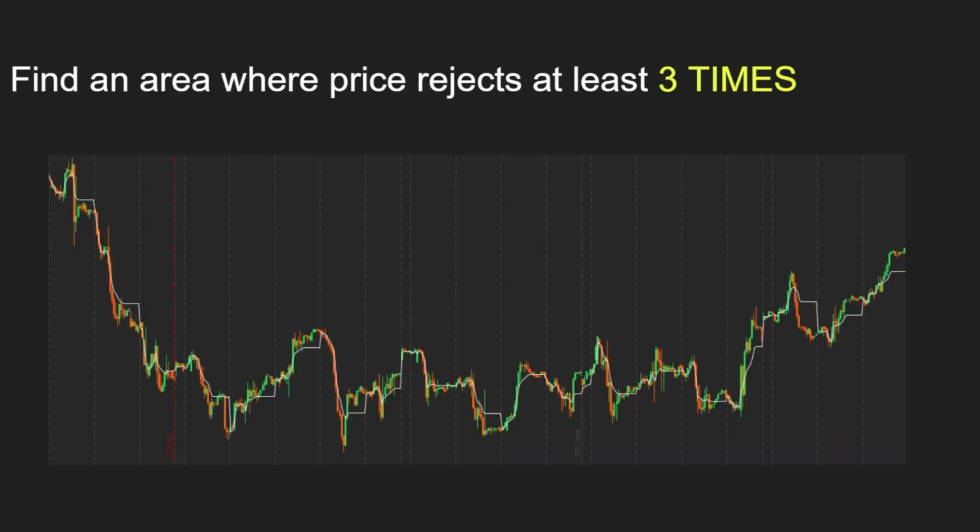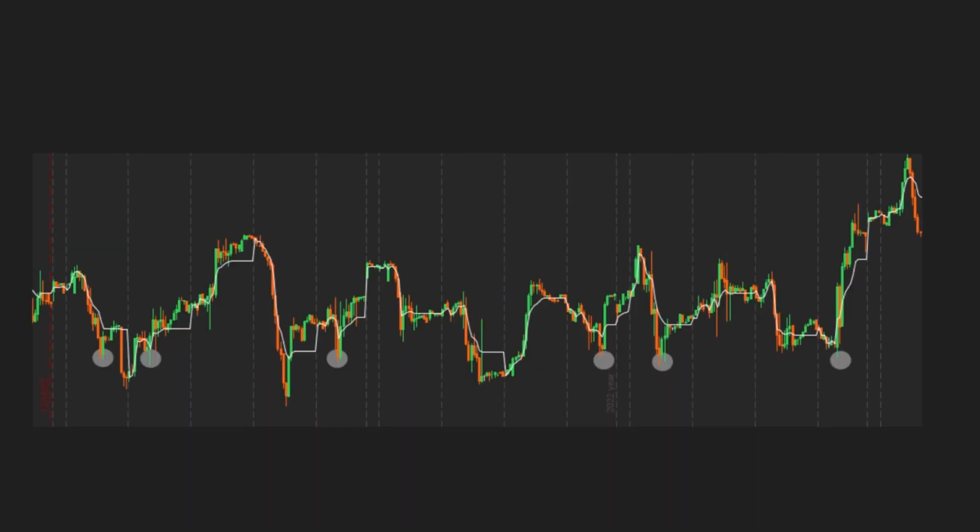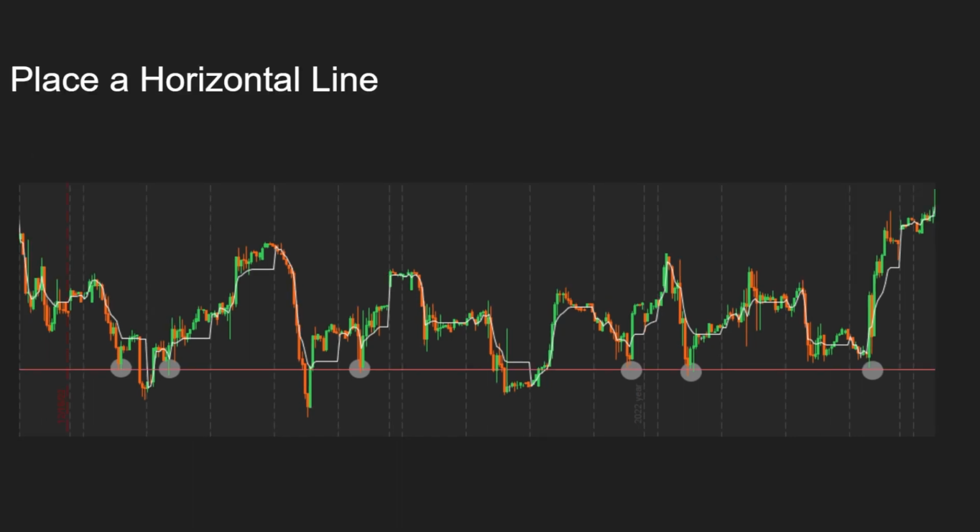How to chart key levels. Go on your charting software and look for a common area of rejection. It has to have been touched at least 3 times. As you can see on this level, it has been tested 6 times, making it a very strong key level. Then place a horizontal line. Now you have your key level, an area where the probability for a reversal is high.